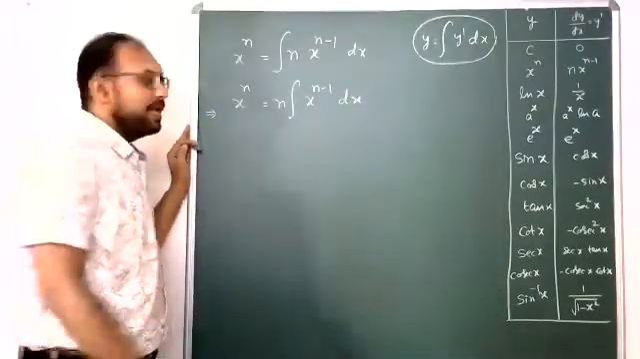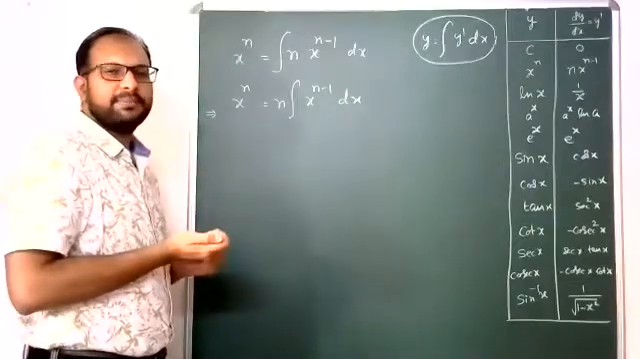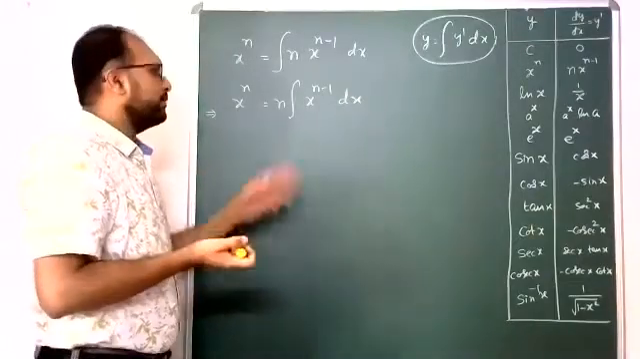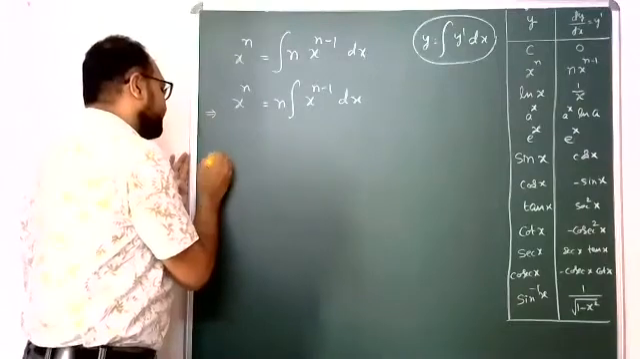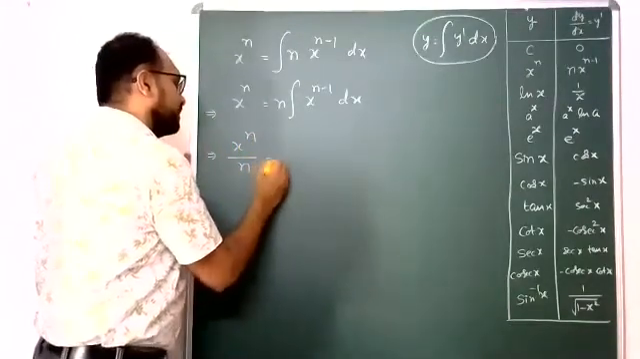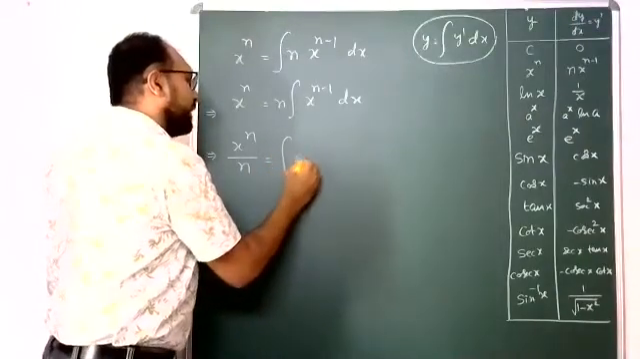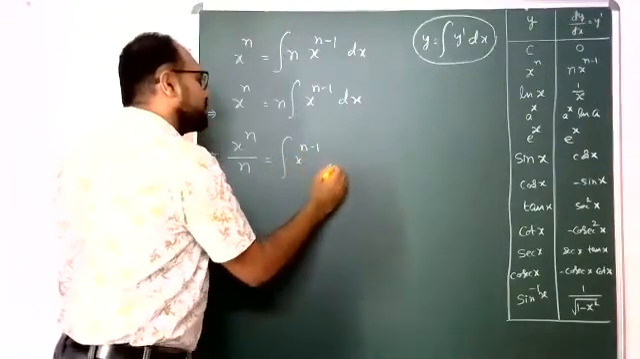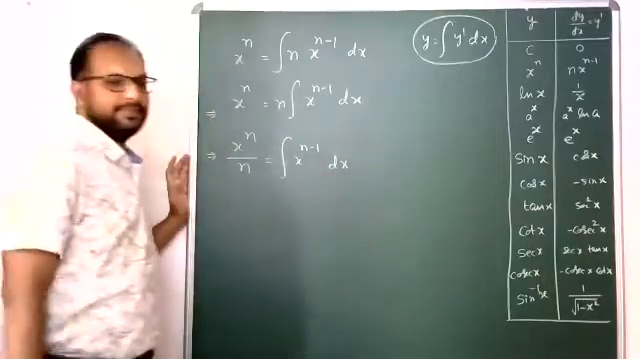Okay. Now this n is nothing but one constant number. You can send it to the left side. x to the power of n by n equals integral x to the power of n minus 1 into dx. Right.